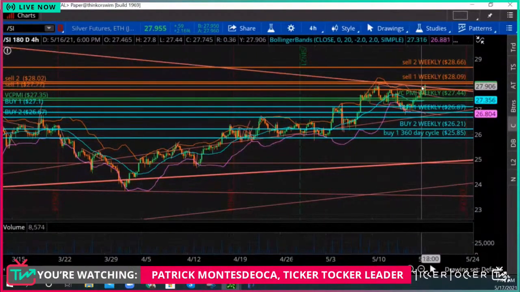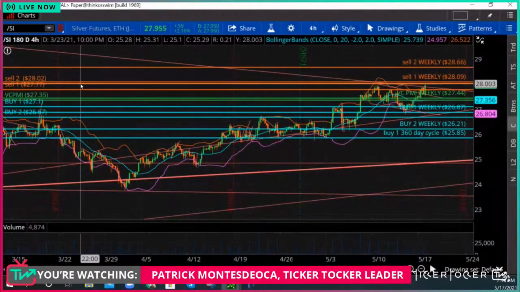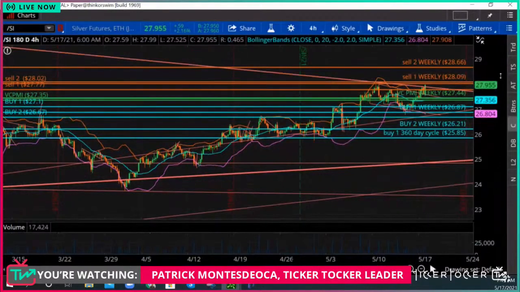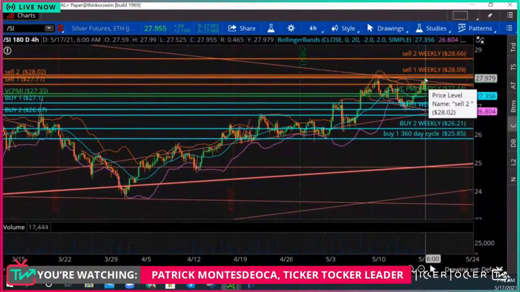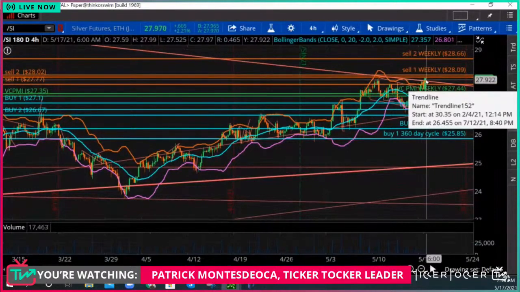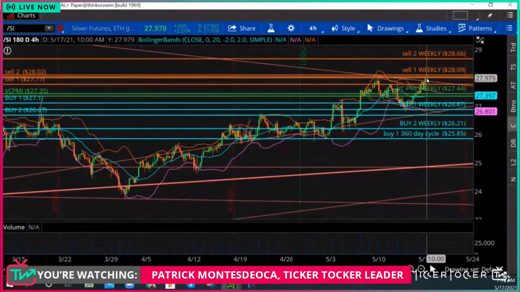But 2802 and 2809, you're looking at this harmonic relationship here that indicates that this is a very, very strong area of resistance. And so let's watch the market and see how it deals with this resistance.